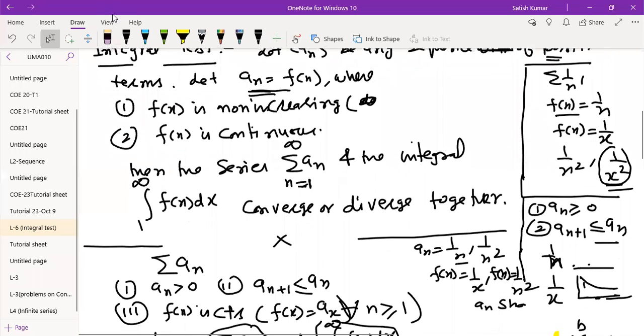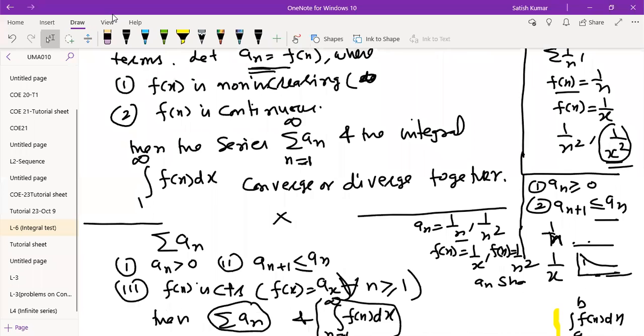वैसे मेरा n और x एक जैसा होता है, but differentiate please it. So it is fx. So an is 1 by n. So it's corresponding fx. So it is 1 by x. So had it been 1 by n square, fx would have been 1 by x square. Now, what is this integral test?